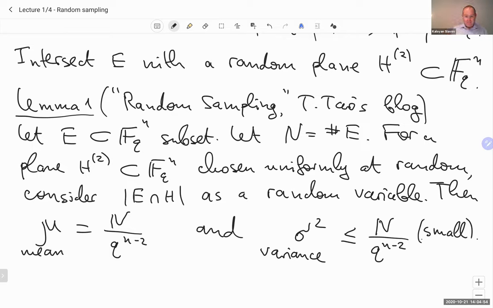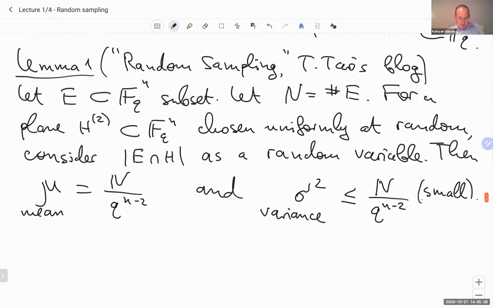By the way, in the blog of Terry Tao, this lemma is done for hyperplanes. And next time we'll do it for hyperplanes, but it immediately adapts to planes. Next time we'll use that idea. We'll see that this idea can be used to refine the classical Bertini irreducibility theorem.